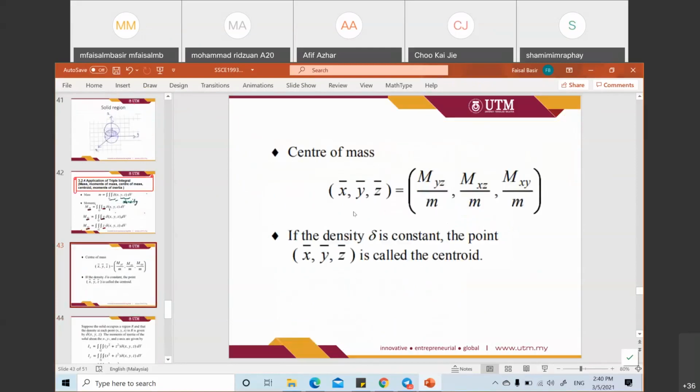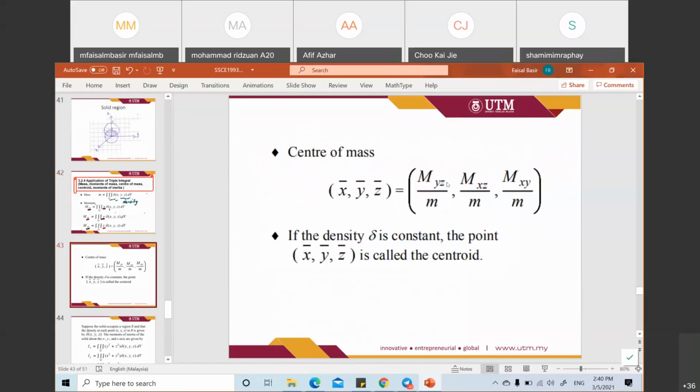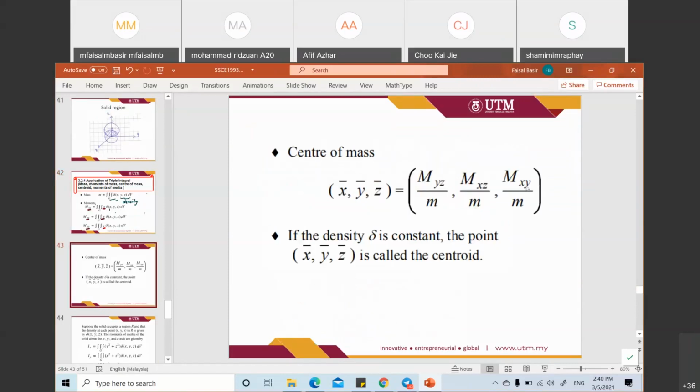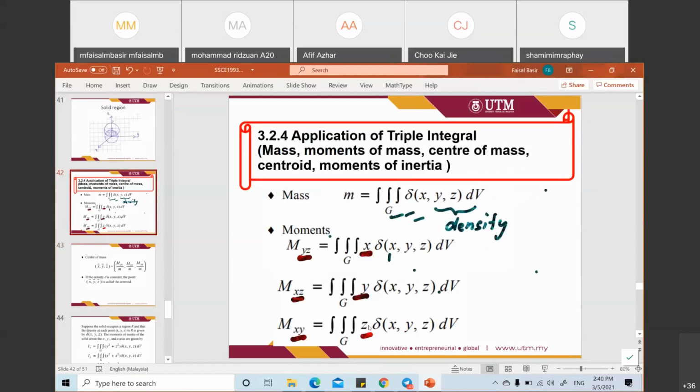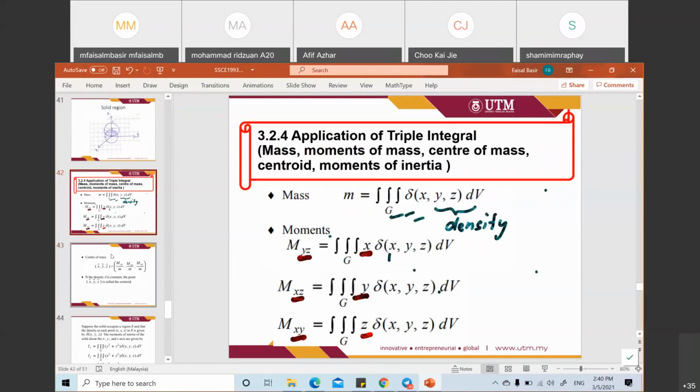So for the center of mass, we have Myz over m, which is the triple integral of x delta dV over m, and then Mxz over m, which is the triple integral of y delta dV over m, and Mxy over m, which is the triple integral of z density times dV over m. So if the density is constant, this point we call the centroid. It's the same as the double integral.